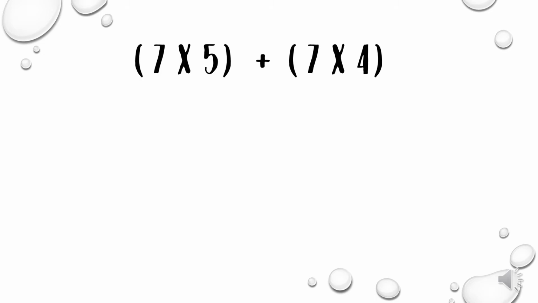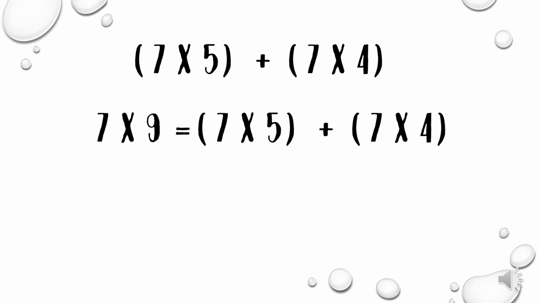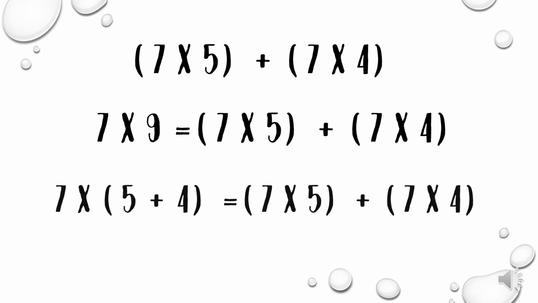If I would like to note down the expression for the picture, it could be written as 7 times 5 plus 7 times 4. Or you can say that 7 times 9 is equal to 7 times 5 plus 7 times 4. Or if I want to further expand the expression, I can say that 7 times (5 plus 4) is equal to 7 times 5 plus 7 times 4.